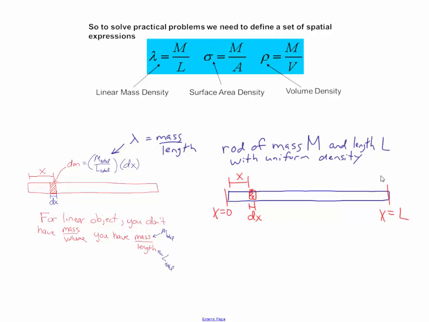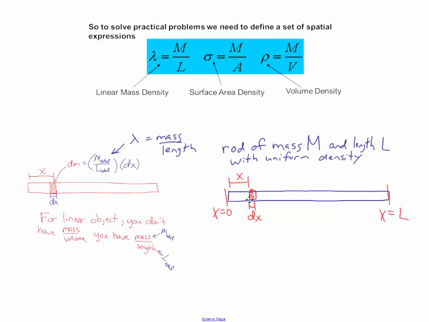So we're going to look at this case where we have a rod with a total mass m and a length L that has a uniform density. And we're going to find the center of mass of this rod. Now this might be something that you already know. If you have a meter stick and the meter stick is uniform, the center of mass is going to be right at the center of the meter stick. And so what we're going to do is show where that comes from.